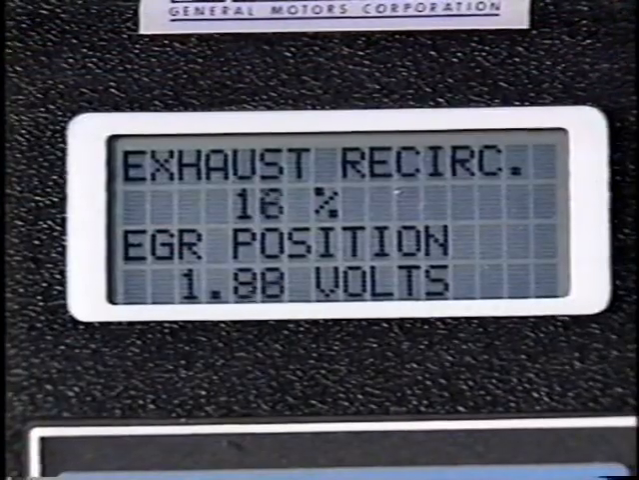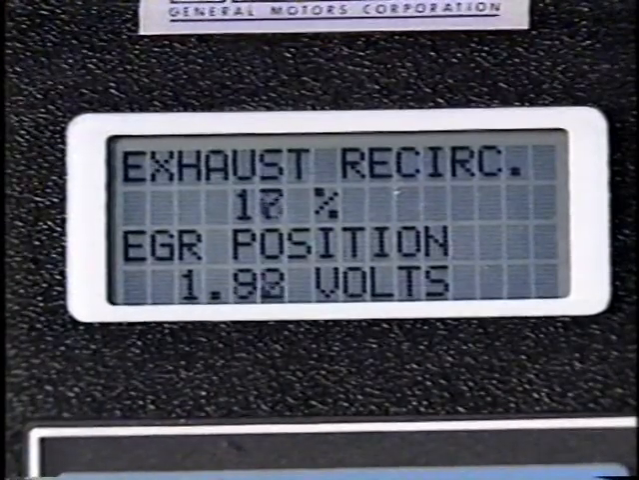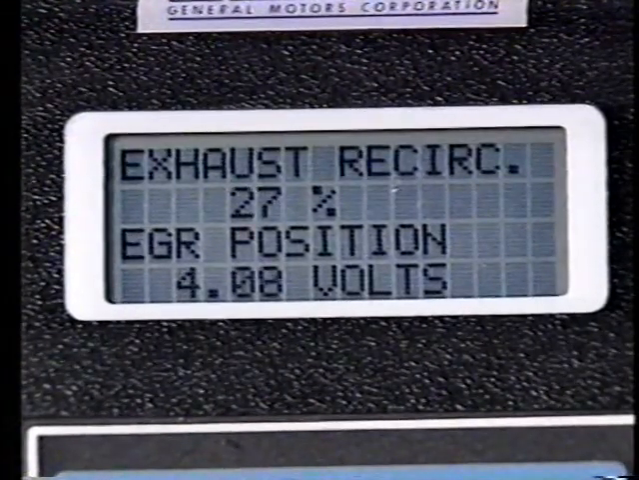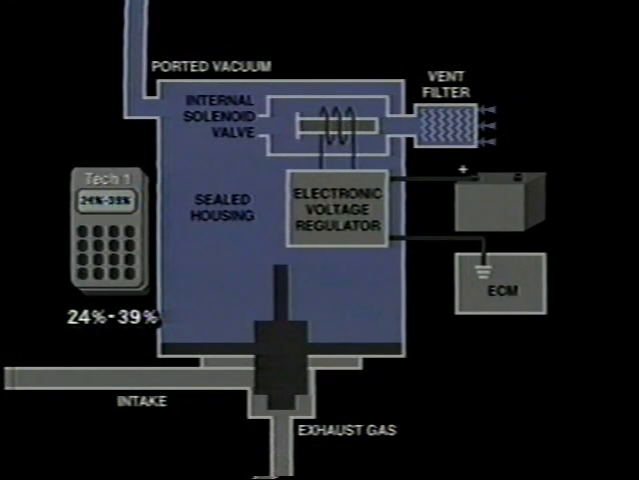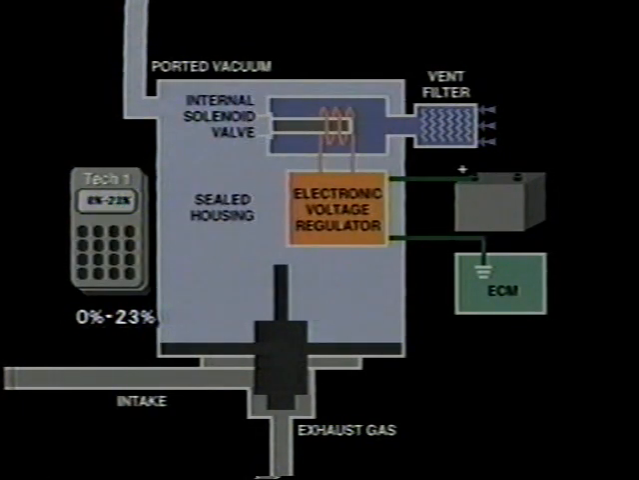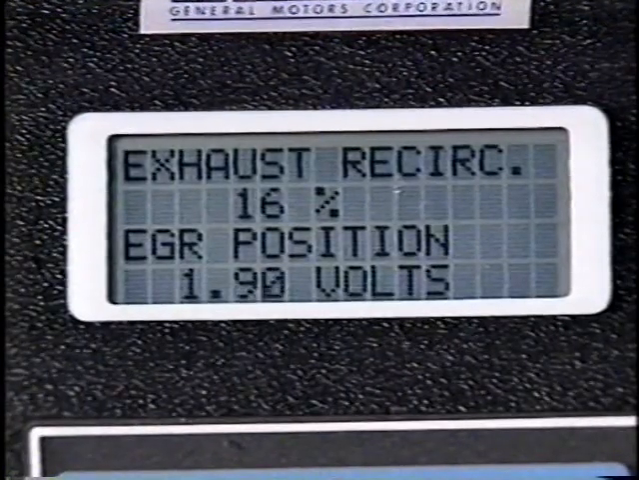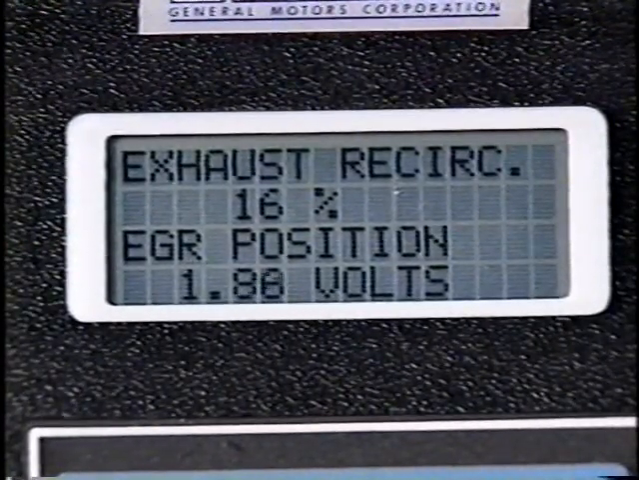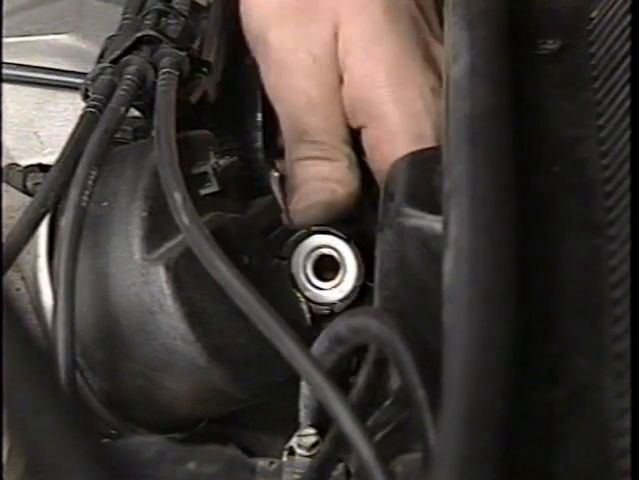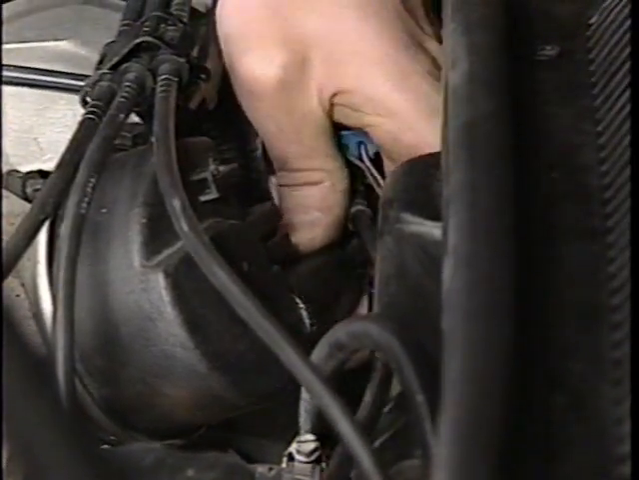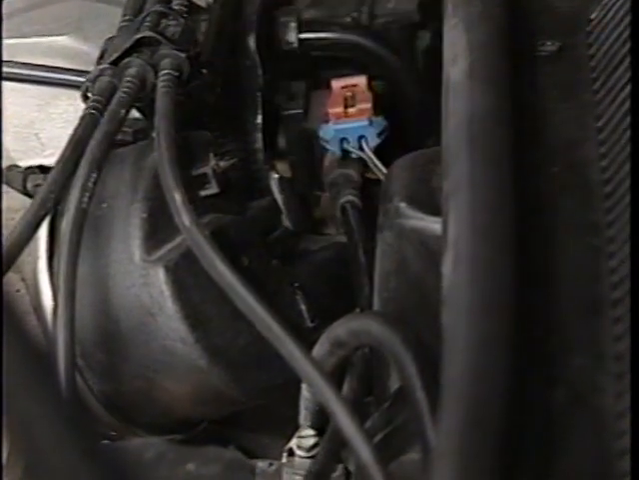There should be no change in EGR position until exhaust recirculation percent reaches at least 24%. The opening point specification for the solenoid valve is 24 to 39%. If EGR position changes with a 0 to 23% duty cycle, the solenoid valve may not be venting enough vacuum. You should remove the EGR filter and repeat the test. If EGR position does not change with a 0 to 23% duty cycle, replace the EGR valve filter. If the EGR position still changes, the EGR valve probably needs to be replaced.